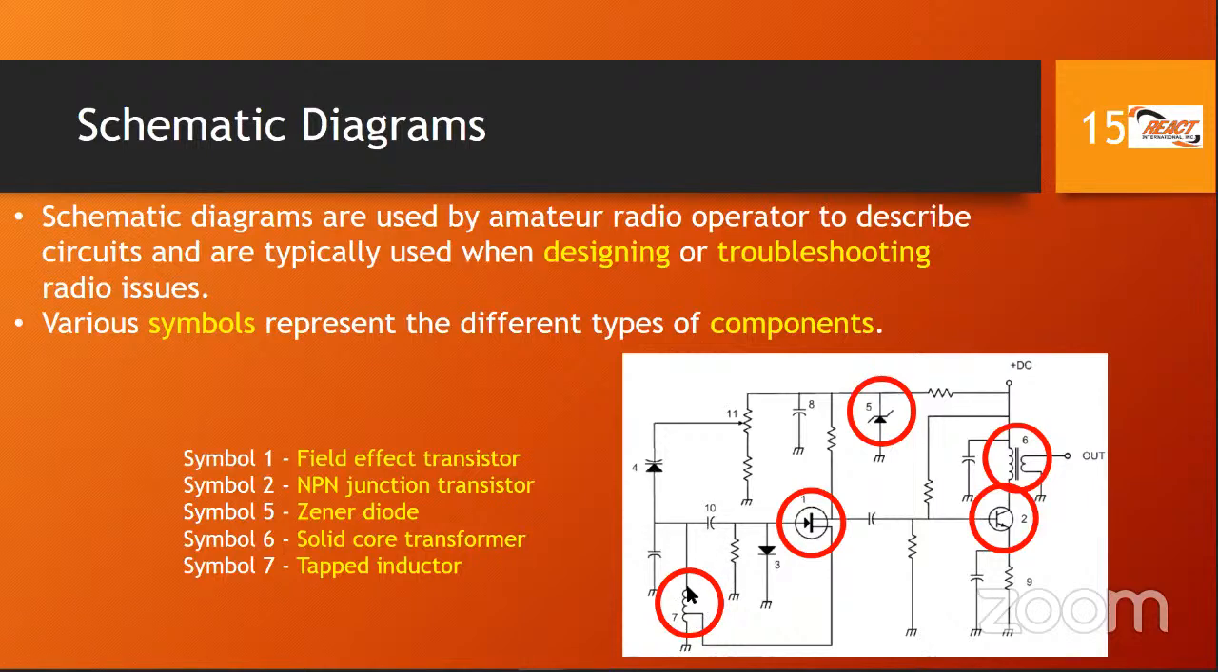What about symbol number 7? Okay, symbol number 7, you see, but wait a minute, that looks like an inductor. You'll be correct, it's an inductor, but it's a tapped inductor because there's a connection midway through the inductor. So that's called a tapped inductor, similar to how we have center tapped transformers earlier when we talked about full wave rectification. Well, that's the same concept. We are tapping it. We are making a connection. We're making a tap into the middle of the component. So it's a tapped inductor. And there are others as well.